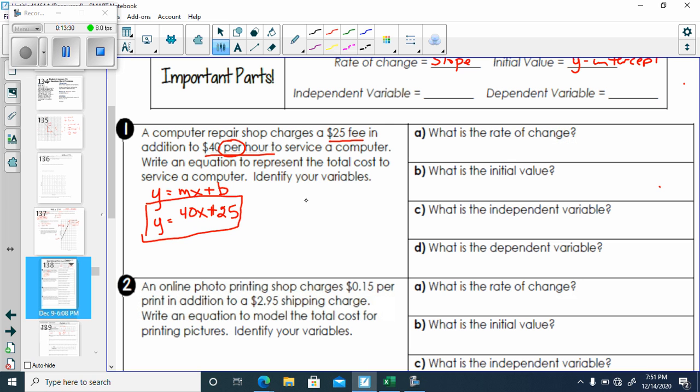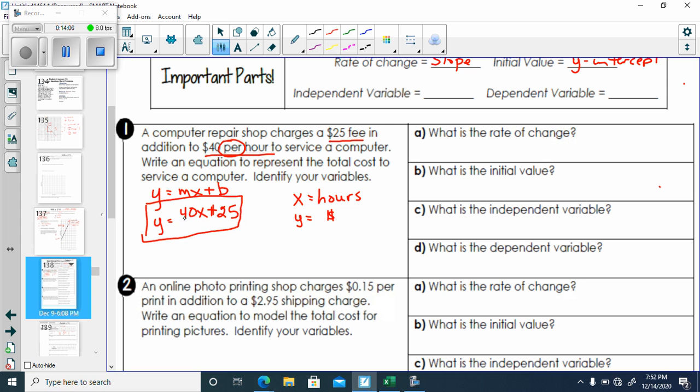Now, let's identify our variables. What does x stand for? Well, in this case, if we're talking about how much we're paying for this computer repair, if it's $40 per hour, wouldn't I multiply that by the number of hours to figure out how much I pay for my hourly stuff? x is my number of hours, okay? What would y be? It's how much we're going to pay. That's going to be dollars, isn't it?